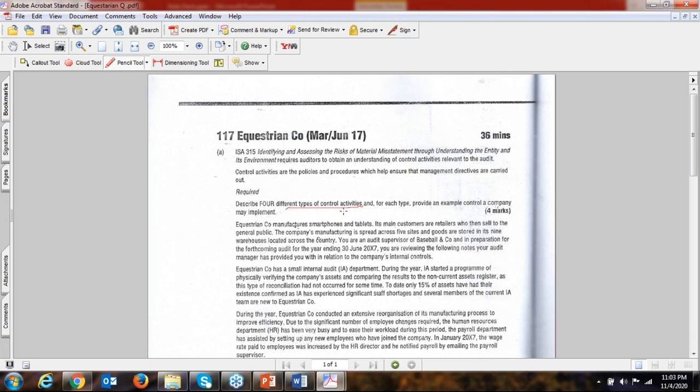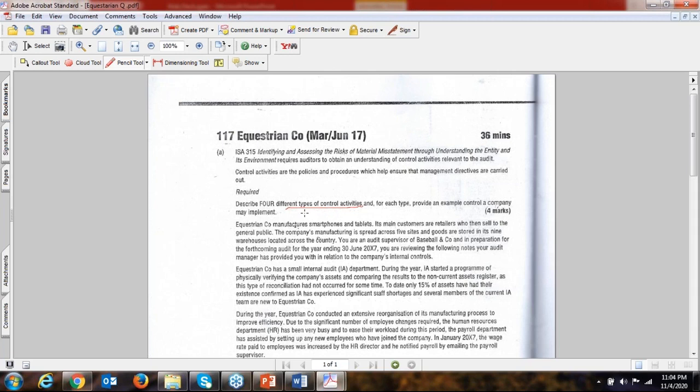So there are four different types of control activities that the examiner wants you to write down on the paper. So this is the first. If we talk about the first control activity, that is segregation of duty. Now you have to describe what segregation of duty is and provide an example. Give an example where you can implement this control activity in a real sense.